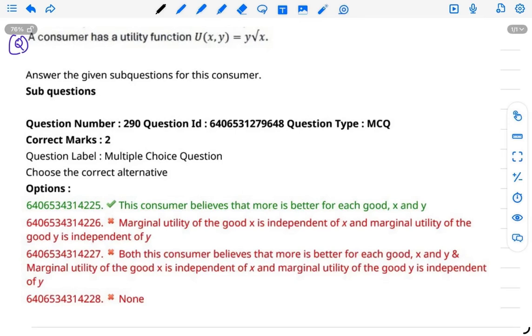A consumer has a utility function u(x, y) = y root x. Answer the given sub-question for this consumer. Choose the correct alternative. Be careful about this question because sometimes they ask for the incorrect one also. There are 4 options. Which one is the correct answer?